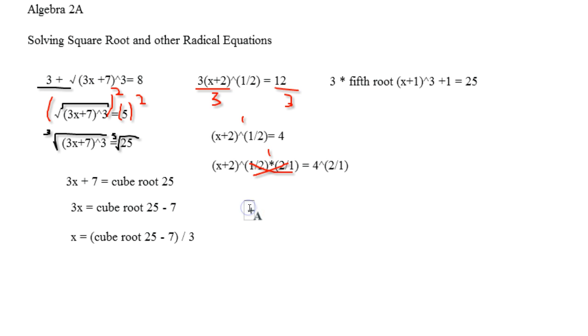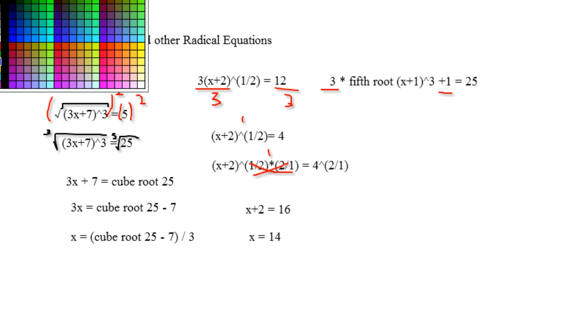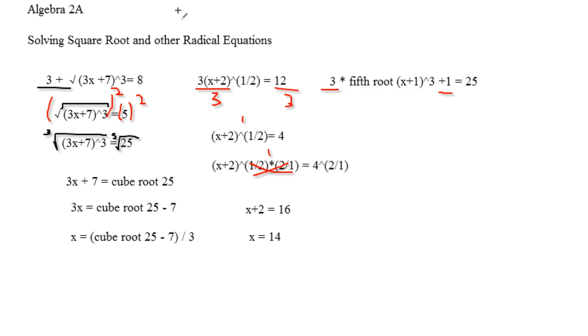And I'm left with x plus 2 equals 16. Then I minus 2 from both sides, and x equals 14. So something as simple as that just makes your job a whole lot easier. Now on this next one, once again, you still need to get rid of everything on the outside. I'd highly recommend getting rid of the adding and subtracting stuff first. So I would minus 1 to both sides.